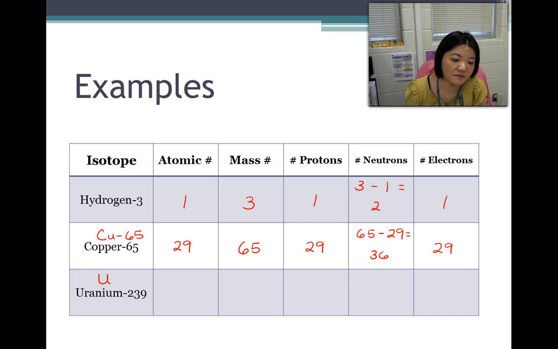Uranium-239, uranium is U. Okay, uranium is atomic number 92, and the mass number is 239. That is given to us. We don't have to look it up. Okay, the number of protons is 92, and the number of electrons is 92. All right, let's figure out the number of neutrons. It's 239, subtract 92, which is going to give us 147.